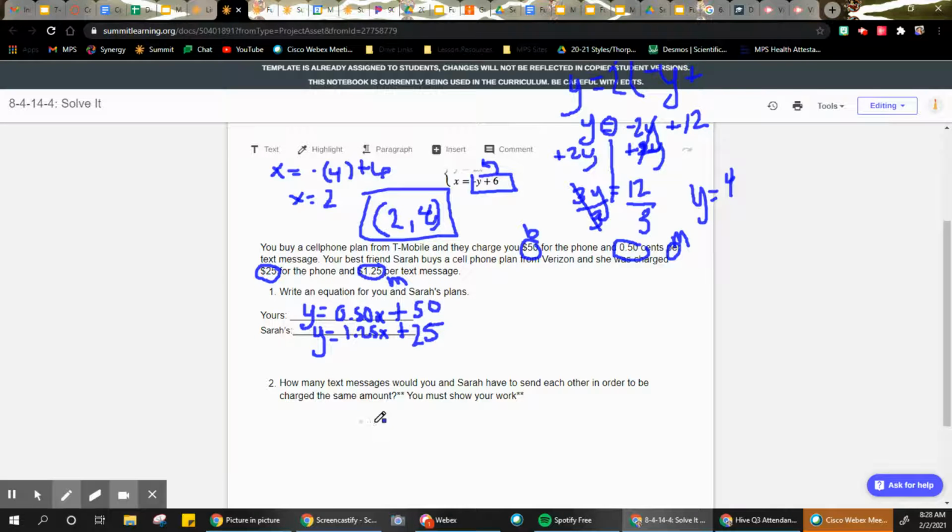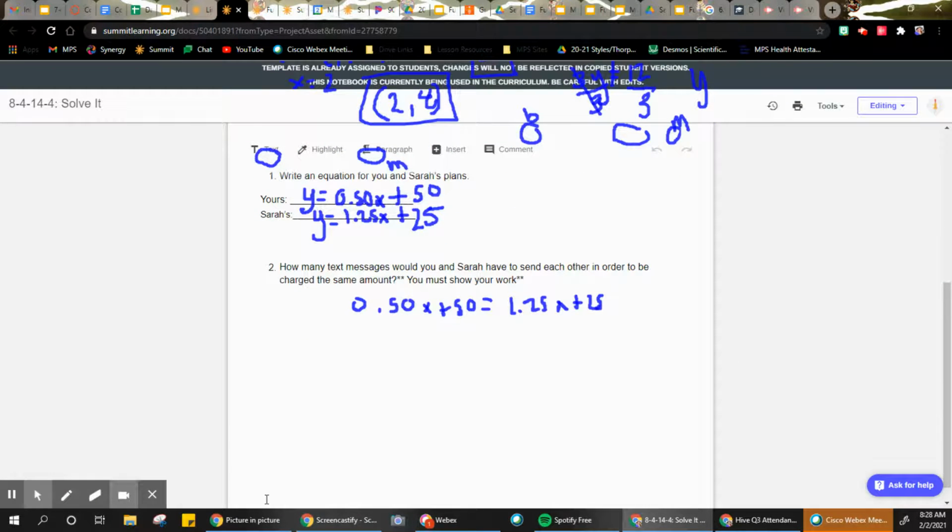Okay, so I'm going to set them equal to each other. So I'm going to do 0.50x plus 50 equals 1.25x plus 25. And I can do this because they're both in y equals mx plus b form, so I'm just plugging each equation in for y. The center of my equation is the equal sign, and I've got to find out what my x is, or how many text messages will make this equal.